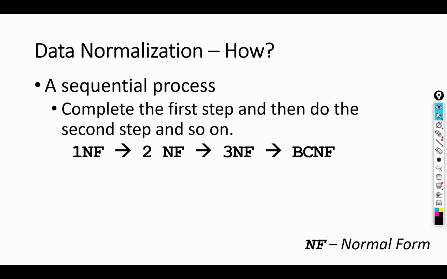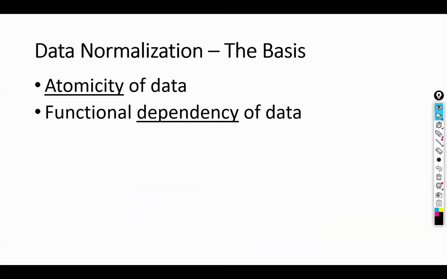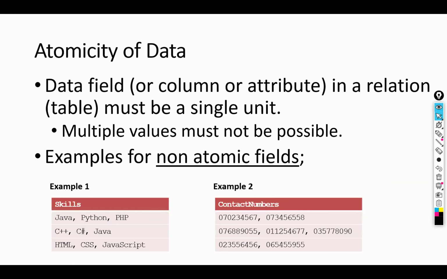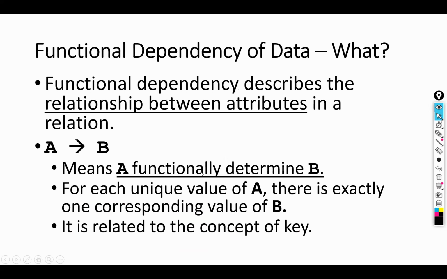So we discussed what atomicity is. Atomicity means it must be only a single value. Every field for a given record must be a single value. For example, you can't have skills as a field or contact numbers as a field. Then functional dependency.